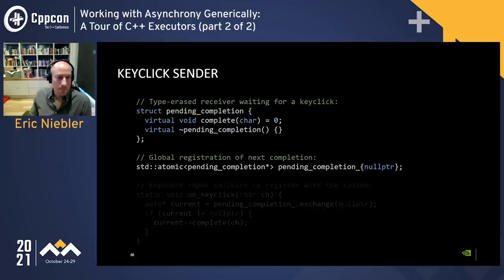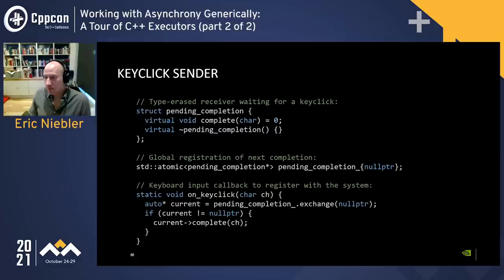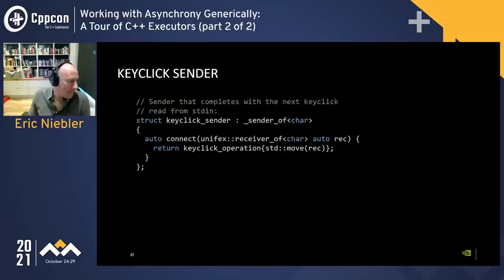And here is our callback. This is what we're going to give that system API. I call this function whenever a key is clicked. So what it's going to do is replace the pending completion with null and read out what was there previously. And if that was not null, complete it. That's it.